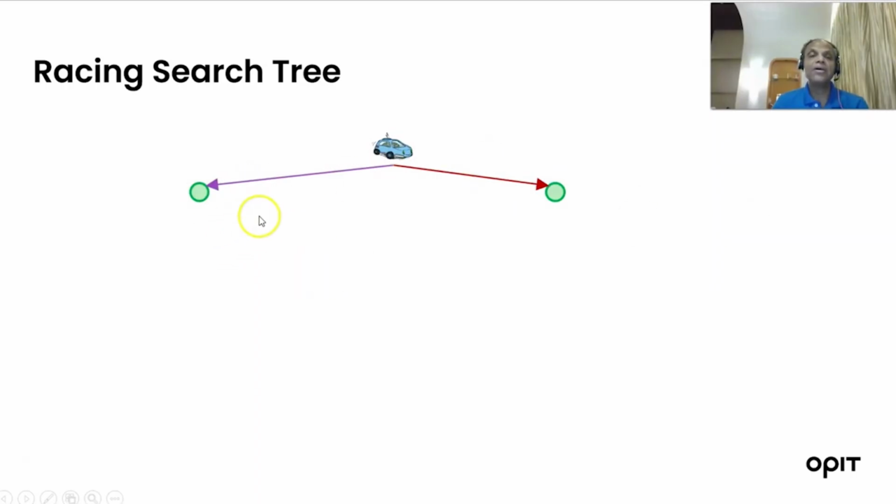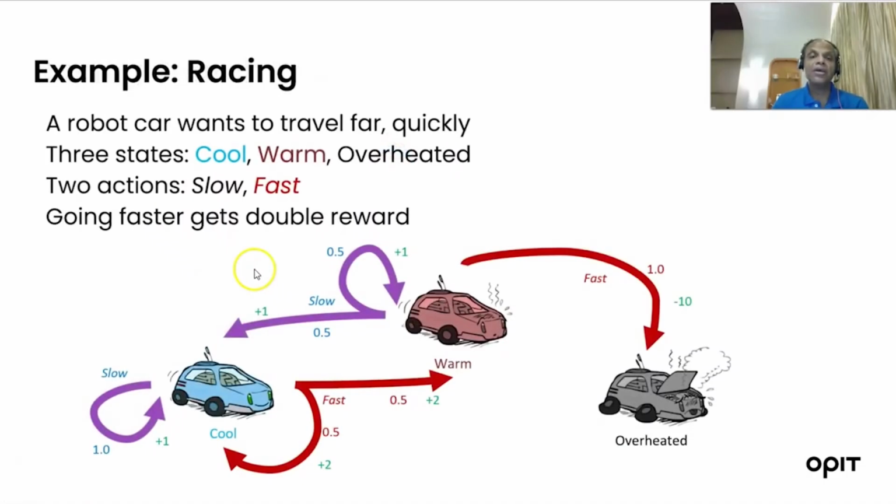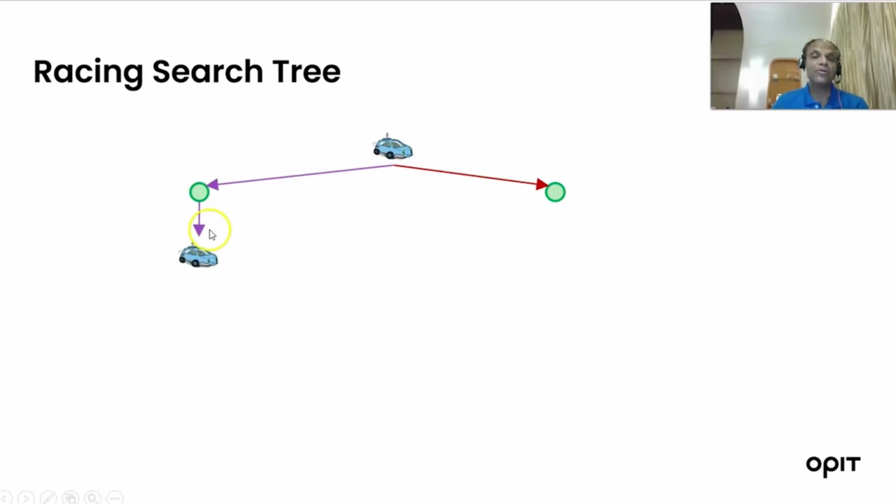If it takes the slow action, then it will end up in the cool state. Remember, the transition function says that if you're at cool and going slow, you will still remain in the cool state. So that's what we're showing here. On the other hand, if it went fast, then with 50% chance it would end up cool and 50% chance it would end up warm. Okay, and like this we continue in the search tree.